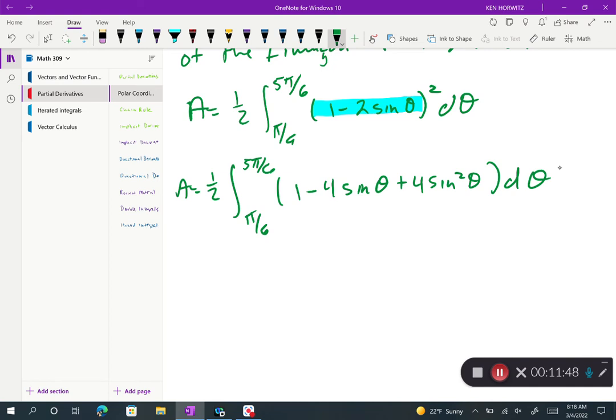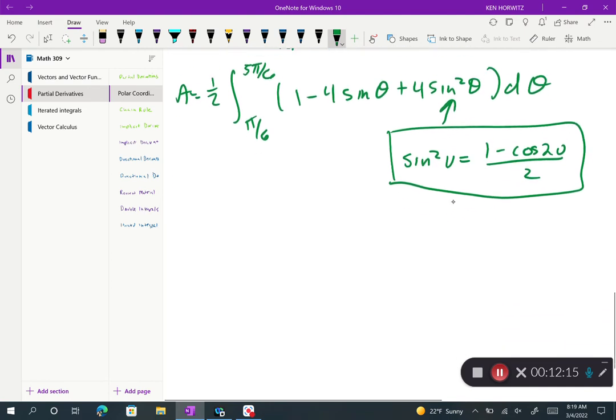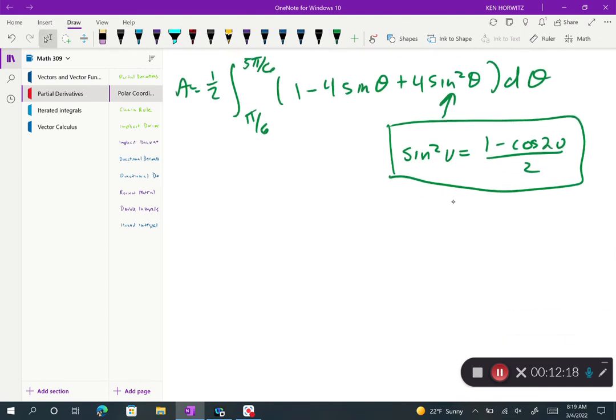And in order to integrate sine squared, we need to remember a trig identity, which is that sine squared u equals 1 minus cosine 2u divided by 2. So you're going to need this in order to help you integrate that. So you need to make that substitution. All right, so go ahead, pause the video, make that substitution, and then we will see where we go from there.